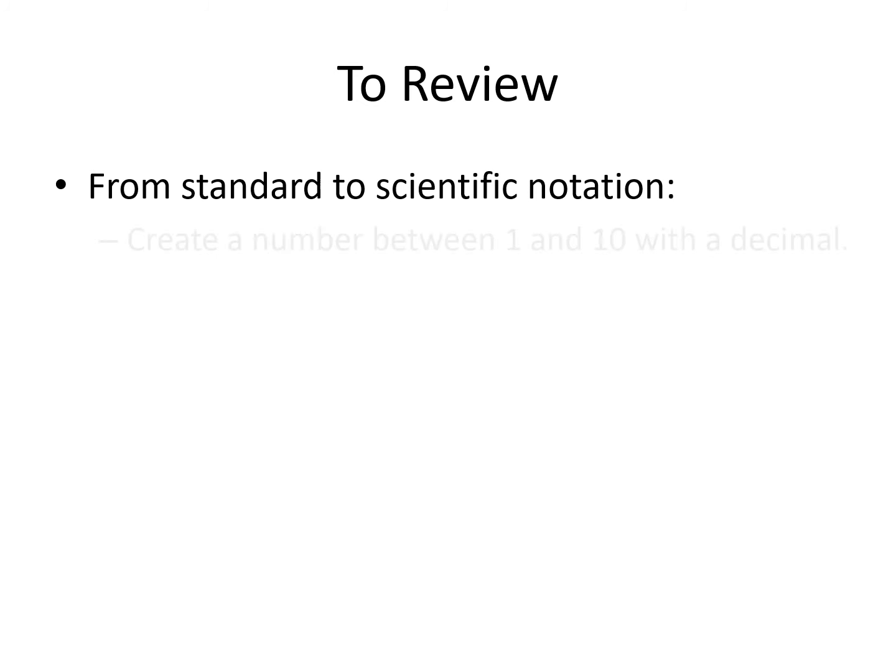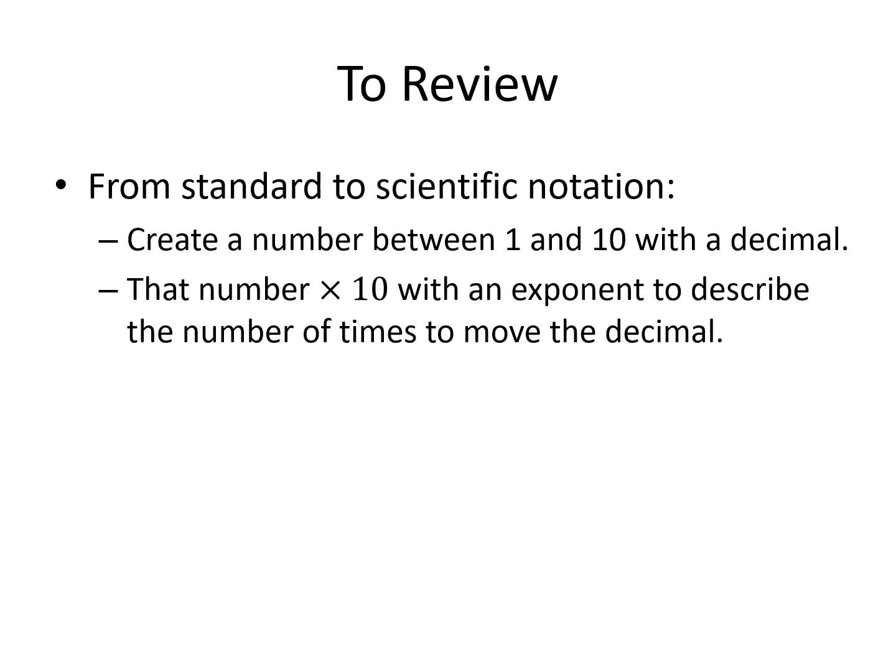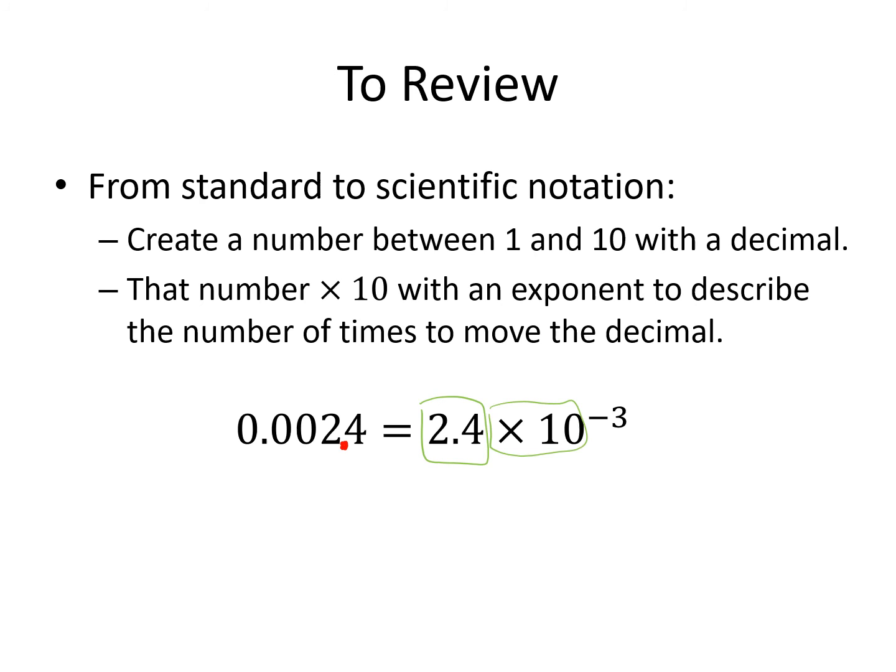To review, from standard to scientific notation, you create a number between 1 and 10 with a decimal, and that number gets multiplied by 10 with an exponent to describe the number of times you have to move the decimal. For example, we have this 0.0024. Well, I have to put my decimal right there. That's the only time I have a number between 1 and 10. So there's that 2.4 part right there, times 10. All right, that's always times 10. And then I have to move the decimal, how many times?